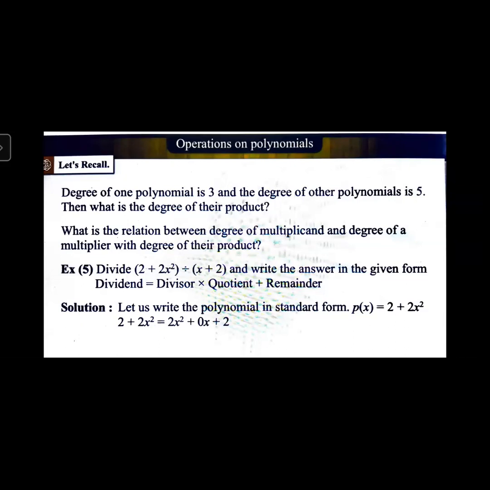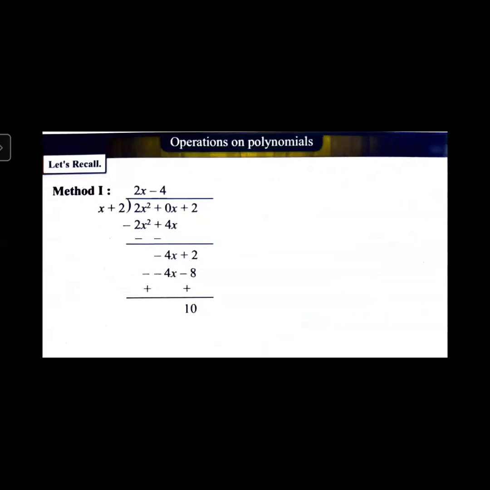A standard form of 2 plus 2x square means it should be written in decreasing order, and the missing terms should be added in between. So 2x square plus 0x plus 2. So this is your standard form. This is quite simple.